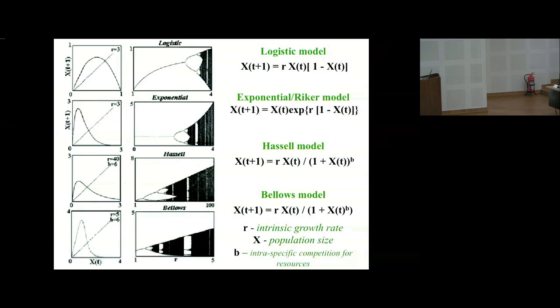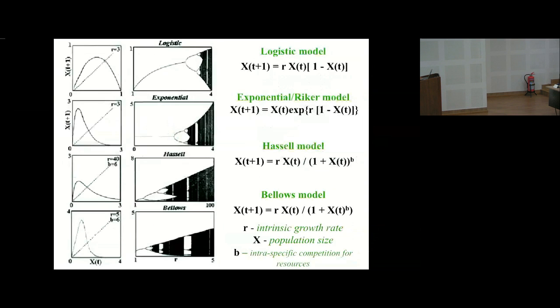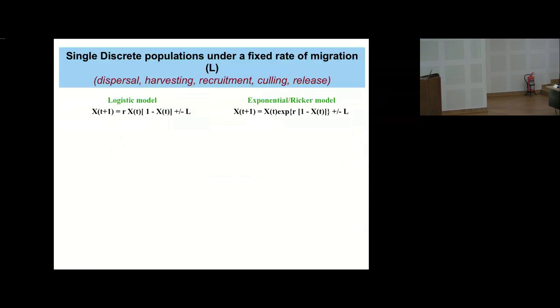In reality, you simply write an equation. Anyway, yeah, here's the equation. So I take these two equations and I either add a fixed number or take away a fixed number at every generation. I can change L, okay? And I do it for both these models. One is the logistic model, the other one is, both are discrete models.